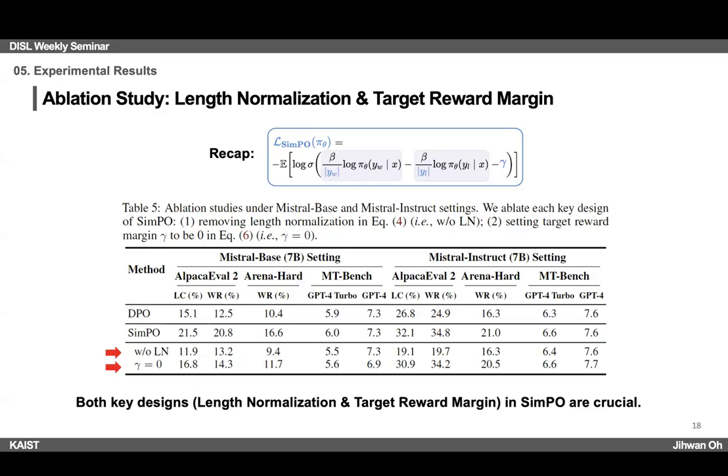This result clearly shows that both length normalization and reward margin are essential to SimPO's effectiveness. Without them, performance falls closer to that of DPO or worse. To sum up, this ablation study shows that SimPO's strong performance comes from the combination of both length normalization and margin-based separation.